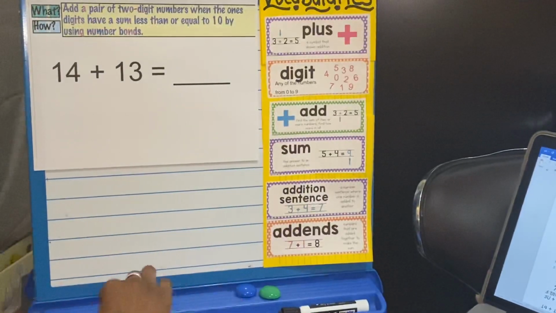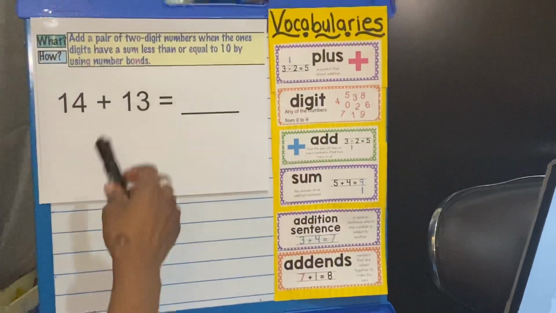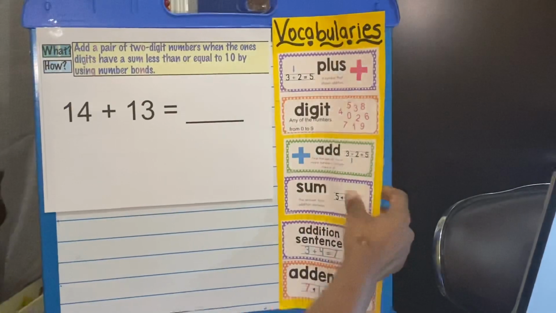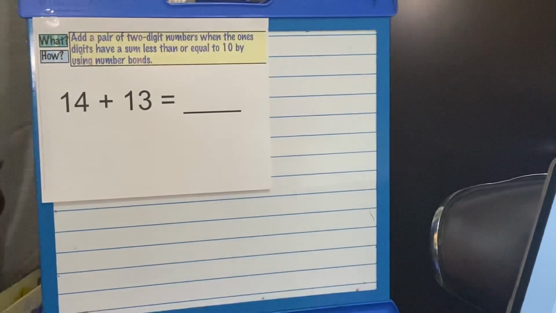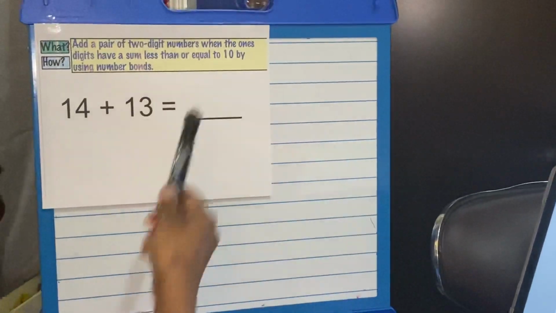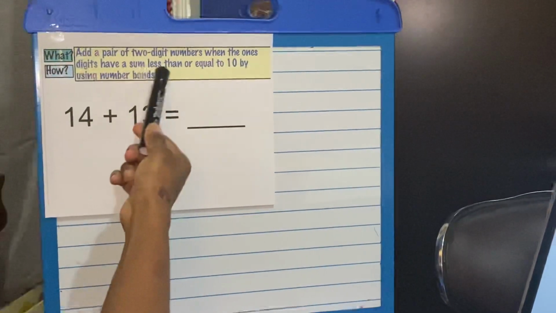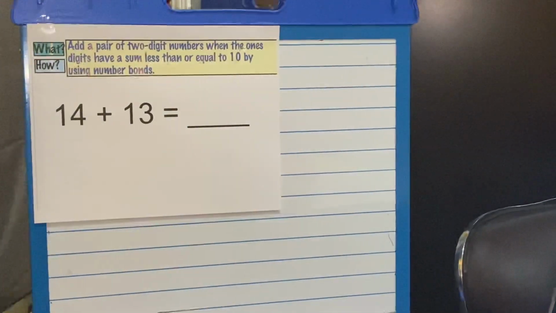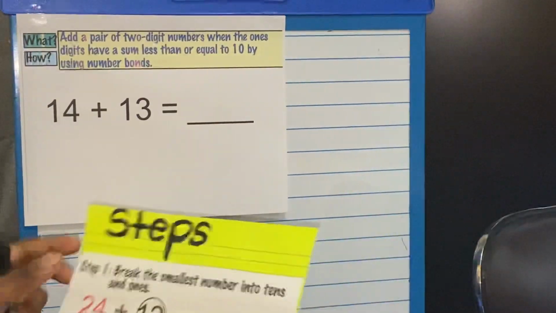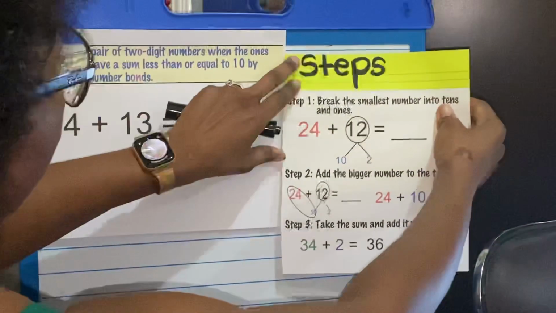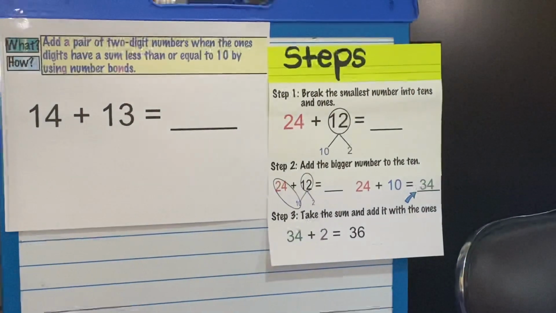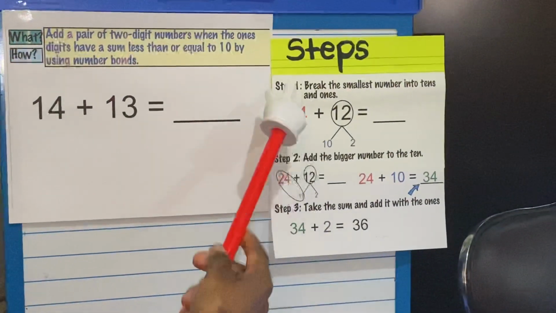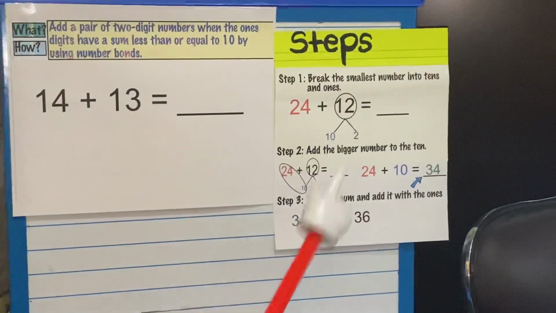So I'm being asked to use a number bond. When we use a number bond to add two-digit numbers, when the ones digits have a sum less than or equal to 10, there are certain steps that I can follow to help me. Don't worry. As you get more practice in this, the steps will become easier for you.